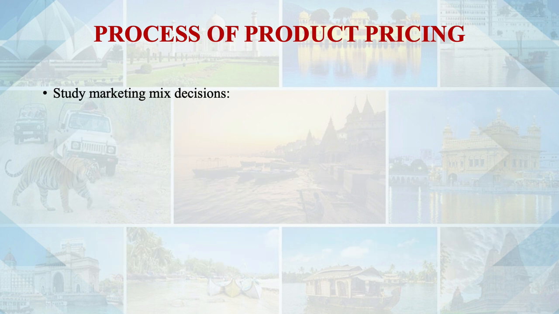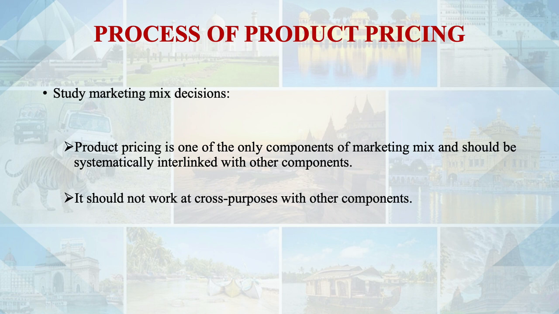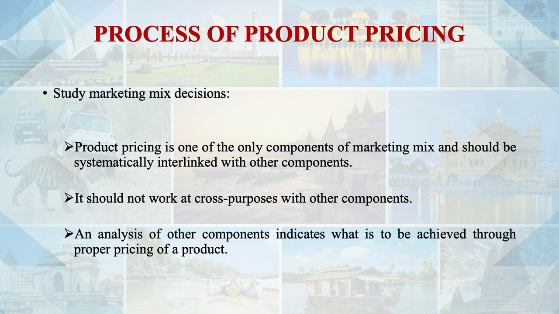The second one is studying marketing mix decisions. Product pricing is one of the components of the marketing mix and should be systematically interlinked with other components. It should not work at cross purposes with other components. An analysis of other components indicates what is to be achieved through a proper pricing of a product and a service.